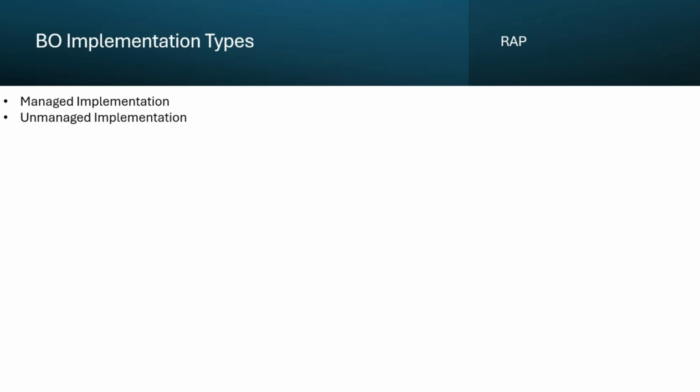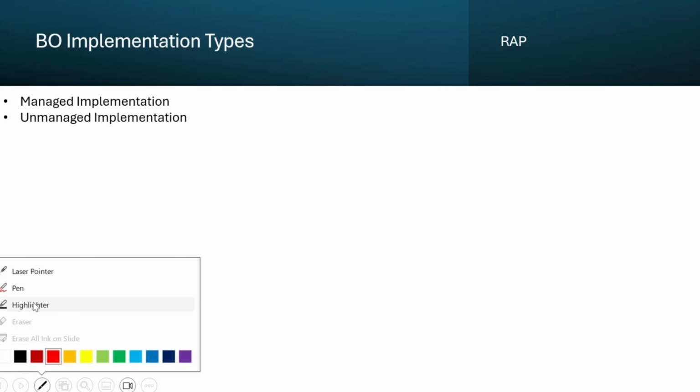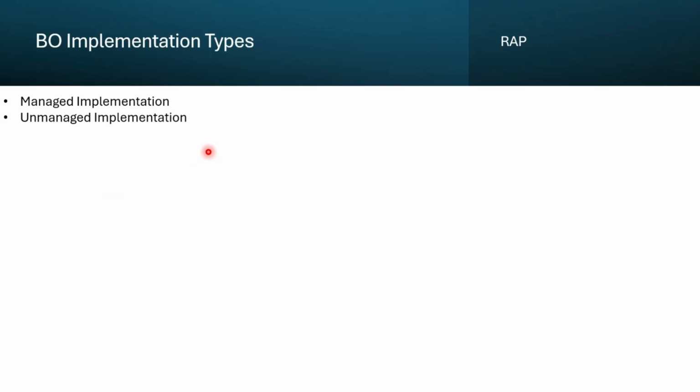transactional capability for our application. So, in adding transactional capability, we can do it in two ways. That means we have the BO, and for that BO, we can enable the create, update, delete functionality using two types of scenarios. One is the managed implementation and another is the unmanaged implementation.